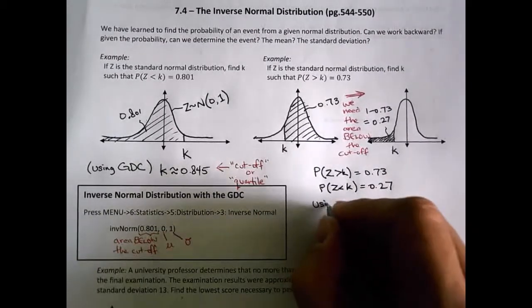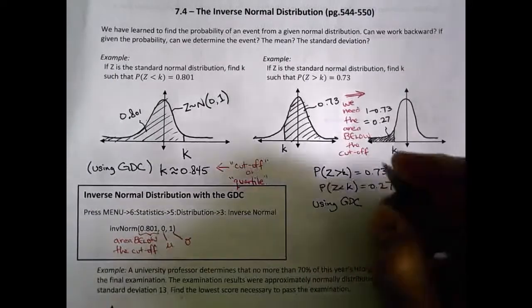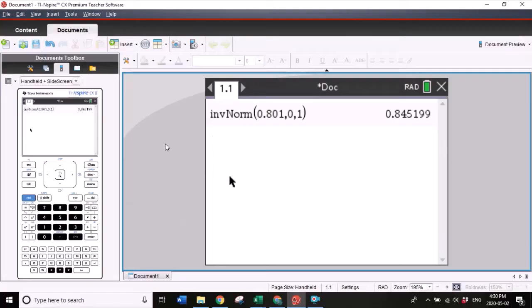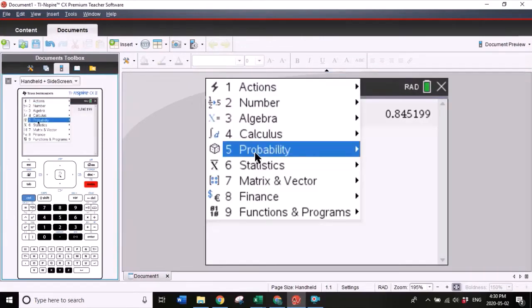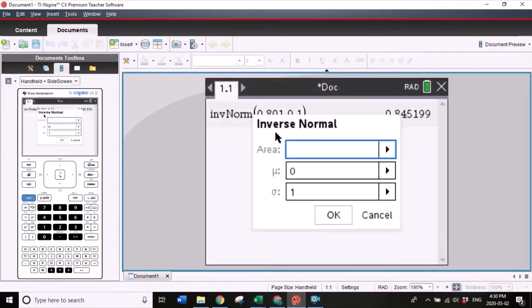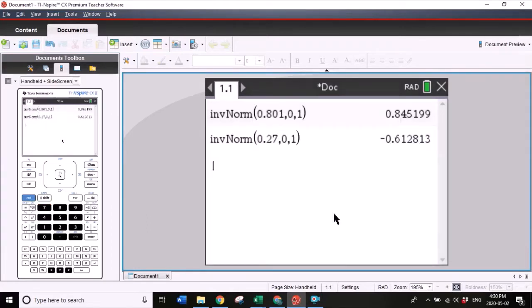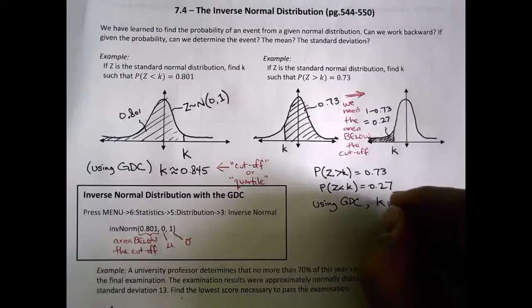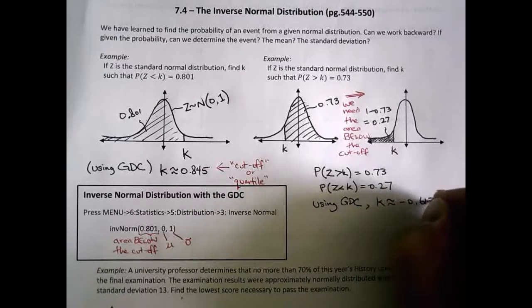And then using my GDC, okay, for this one, same as before, I press menu, statistics, distributions, inverse normal. And then I'm going to put in an area. This time the area is 0.27, and it's still standard normal, so I press OK, and it spits out my answer, negative 0.613. So a reminder that when you use the inverse normal, you need the area below the cutoff always, and the mean and the standard deviation. We find that K is equal to negative 0.613.